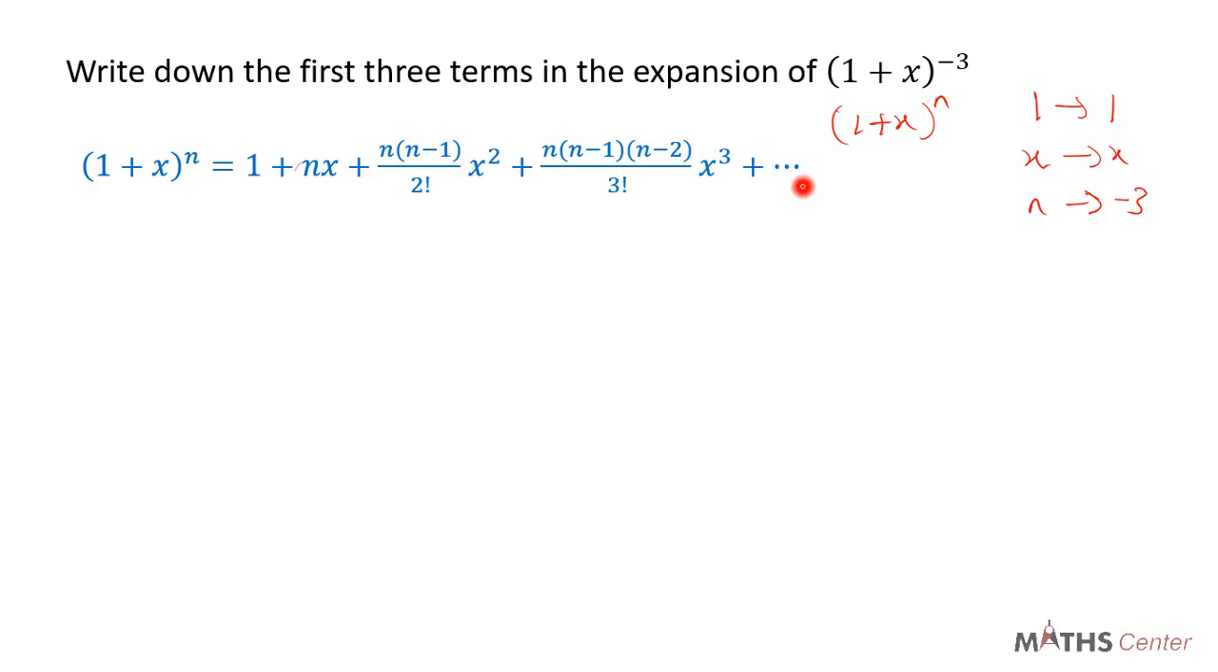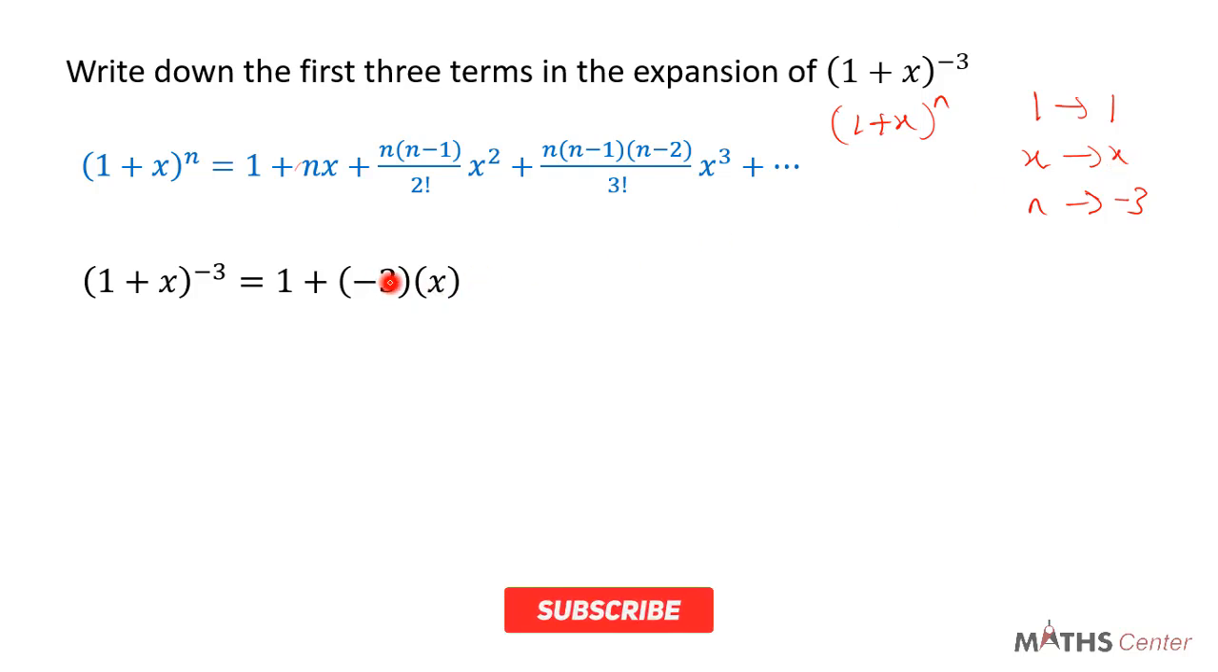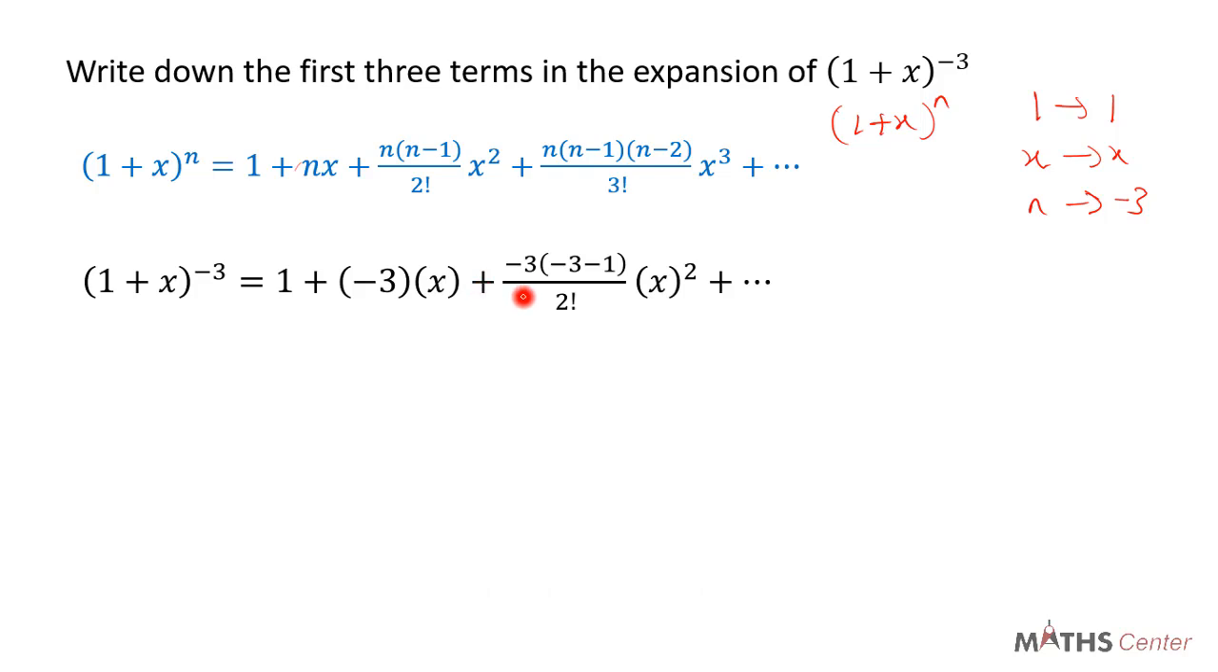So here, in the expansion, the first term will always be 1. So the first term is 1 plus n is negative 3, x is x here. So negative 3 times x, that will be the second term. Then the third term will be n is negative 3. So we have negative 3 into brackets, negative 3 minus 1 divided by 2 factorial. X is x, so x squared, then plus the 3 dots to show that other terms also follow.